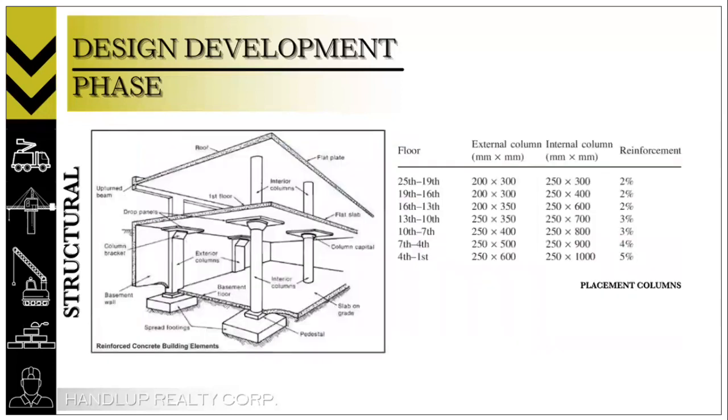Another role of structural engineer is to decide on the placement of the columns. So as we can see in the presentation, our building is a 10-story building. Therefore, it needs 240 by 400 mm on the external columns and 250 by 800 mm on the internal columns, with both columns having a reinforcement of 3%.